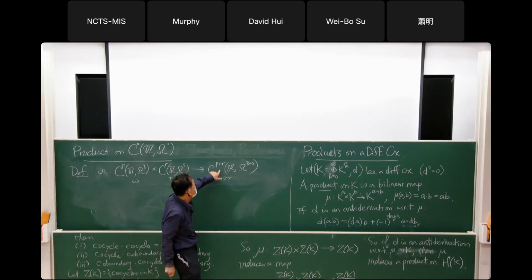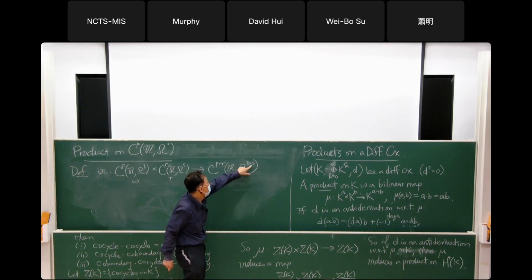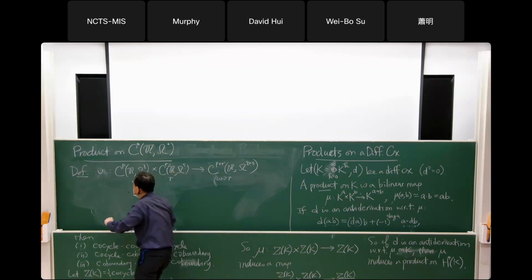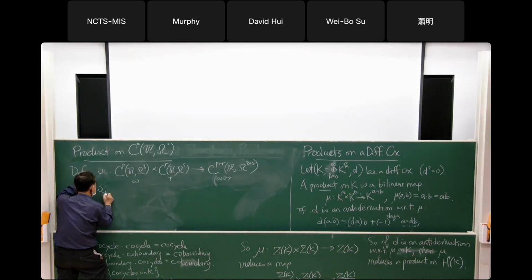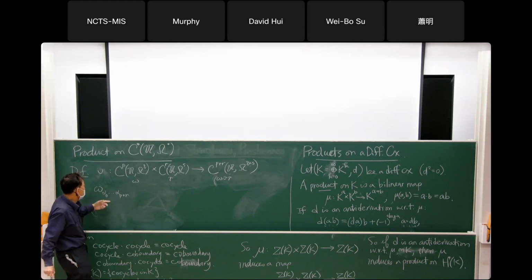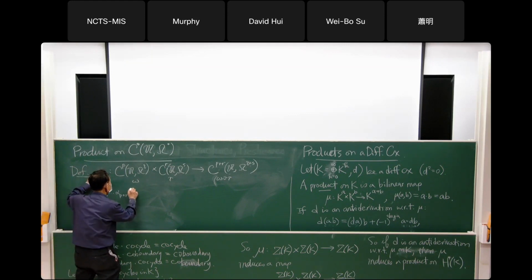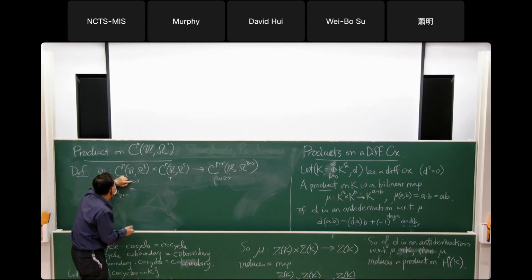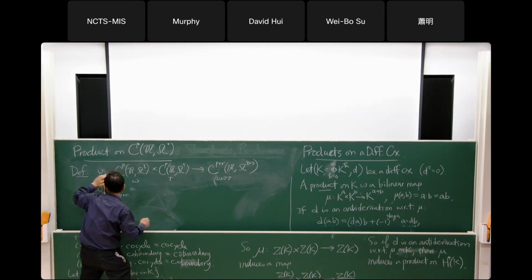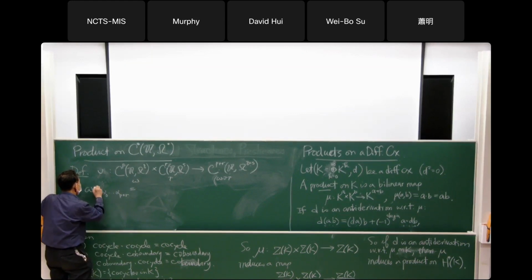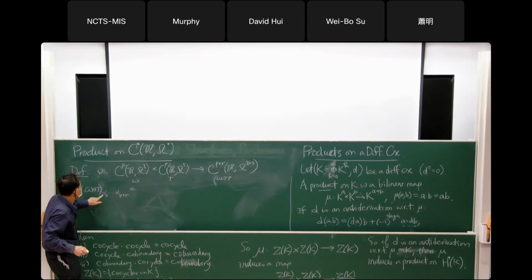Now, an element here, what does that mean? It means it's a q plus s form on all the p plus r plus 1 fold intersections. So you need to give the form on this intersection, the intersection of p plus r plus 1 open sets. Oh, sorry, I want to define the product. I need this component of the cup product.